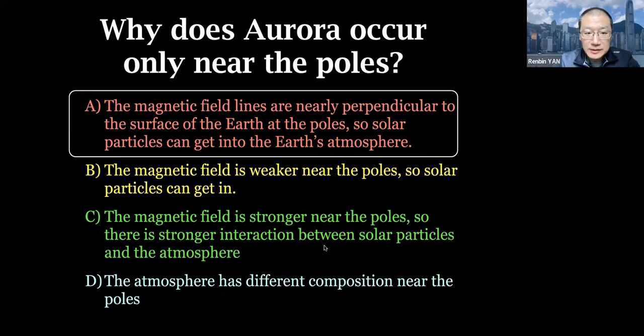Next one. So I will just make a quick explanation that the reason they only occur near the poles is because the field lines are perpendicular, so that the solar particles can get into the Earth's atmosphere. So what we learned from last lecture is that the same physical law that governs solar activity on the sun also governs the production of auroras. It's all because of the interaction between plasma and magnetic field.